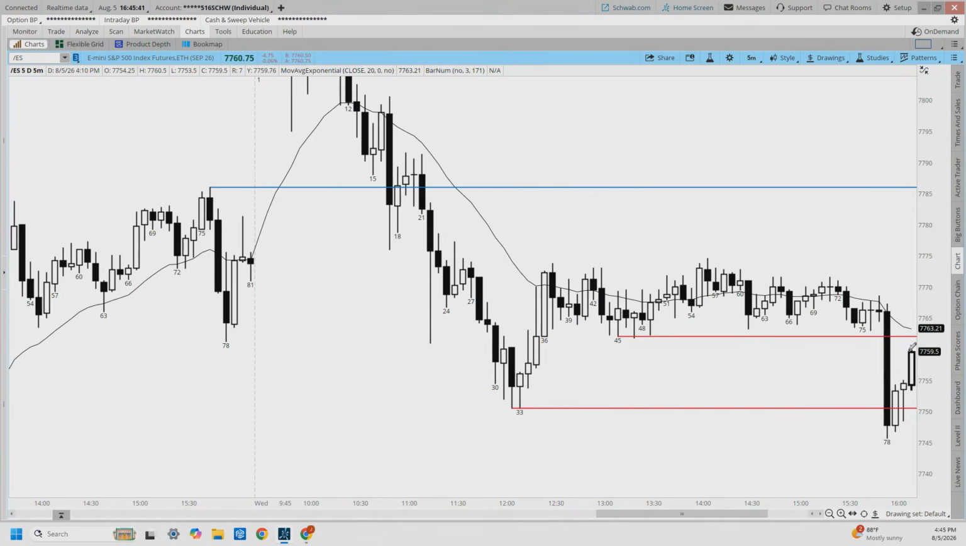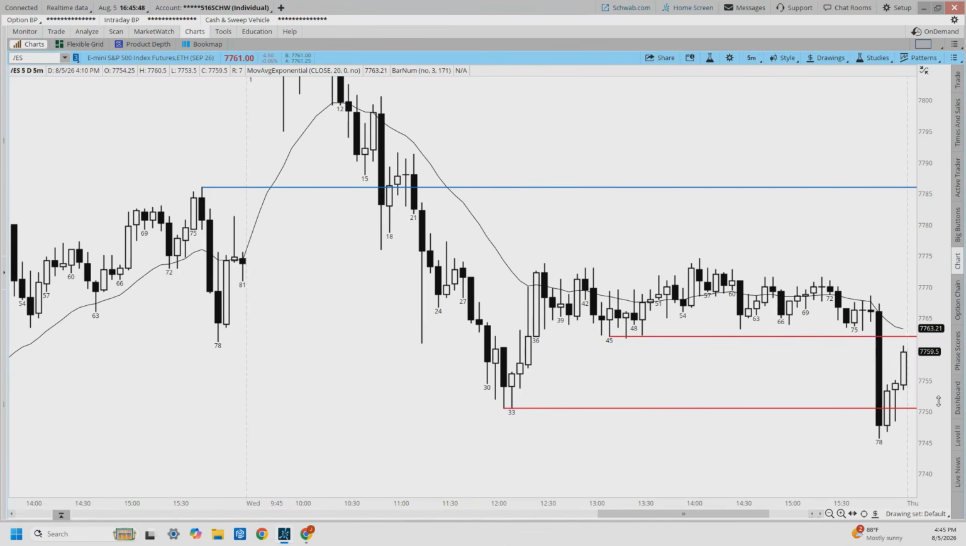And then bar 80, a bull breakout bar. So big down, big up, probably sellers at the breakout point to the left. And we're out of time here.